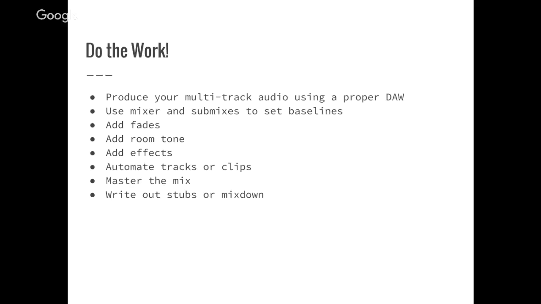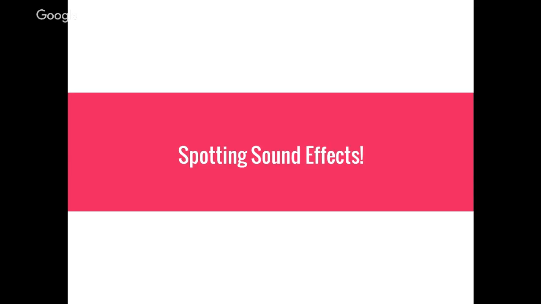And if for some reason your client or you are listening to it and go, that whole music bed should be louder, you can go to the submix and lift it, and then your whole music bed is louder now. And you can still have all of the cute automation that you do where you duck and you lift for the people speaking. You can add fades at that point. You can add room tone if you have it. God, please make sure you have it. You can add any effects. You can automate. Then you can master the mix, and then you write out your stubs. So that is the general workflow here.